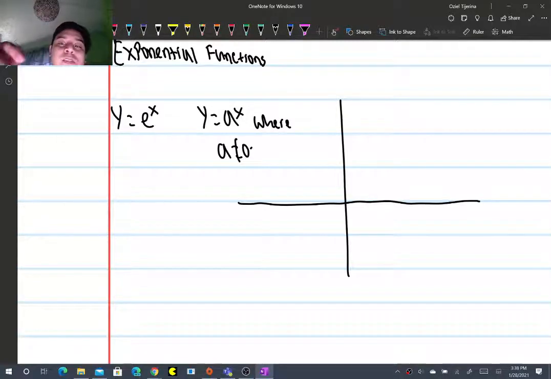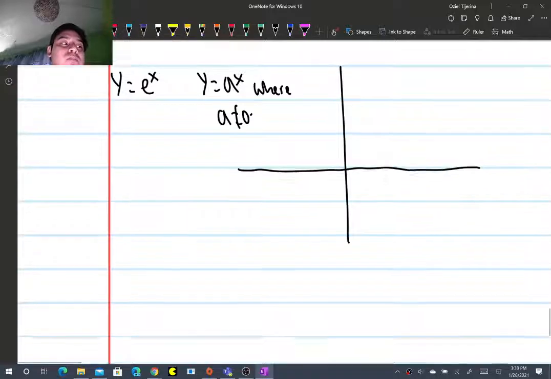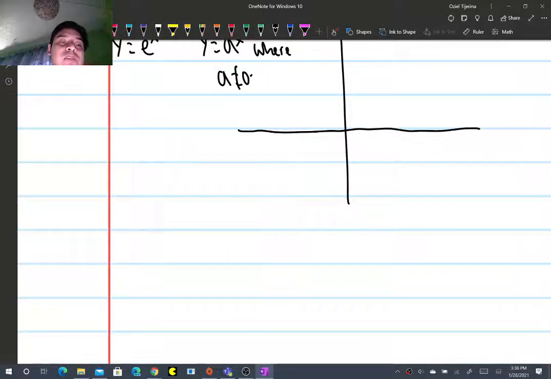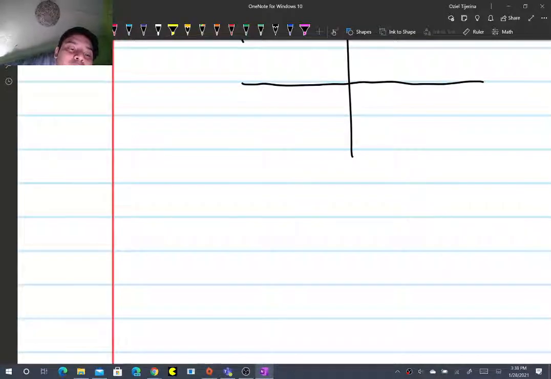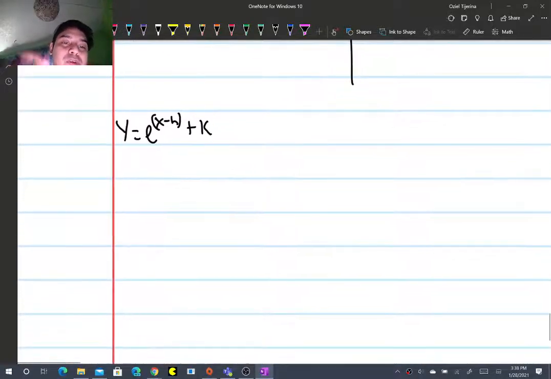One of the things that I do want to emphasize for this is the form of an exponential function. So we have y equals e to the x minus h plus k, okay? Now, I'm sure you all have heard of e to the x. Maybe you've heard of it, or you kind of know how it looks.